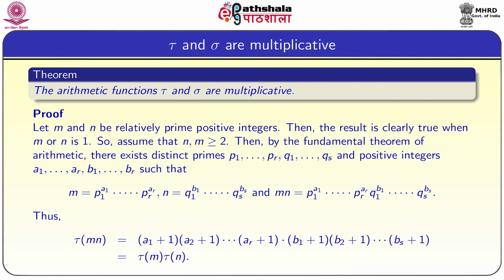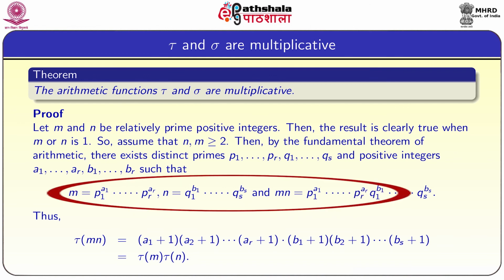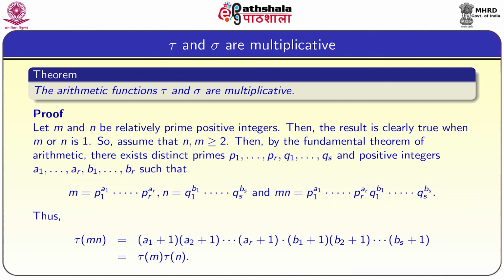So, assume that m and n are greater than or equal to 2. Then by the fundamental theorem of arithmetic there exist distinct primes p1, p2 and so on pr, q1, q2 and so on qs, and positive integers a1, a2 and so on ar, b1, b2 and so on bs, such that m is equal to p1 power a1 and so on pr power ar, and n is equal to q1 power b1 and so on qs power bs. So, m into n is equal to p1 power a1 and so on pr power ar, q1 power b1 and so on qs power bs.